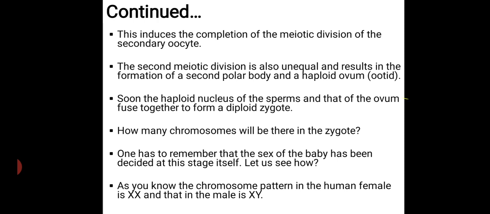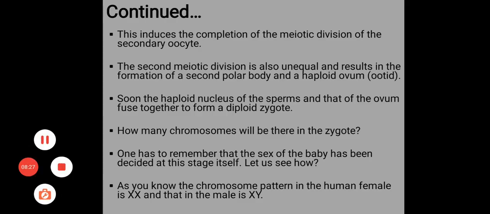So if the ovum has 23 chromosomes and the sperm has 23 chromosomes, both will combine to have 46 chromosomes. So the zygote contains how much? 46 chromosomes, or you can say 23 pairs. One has to remember that the sex of the baby is decided at this stage itself. So how does this happen? We'll see it.